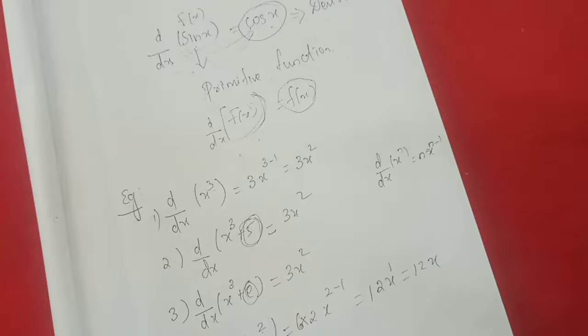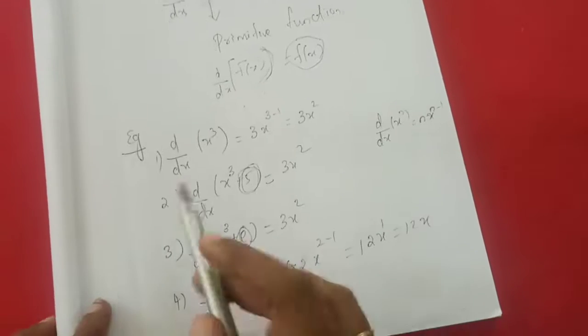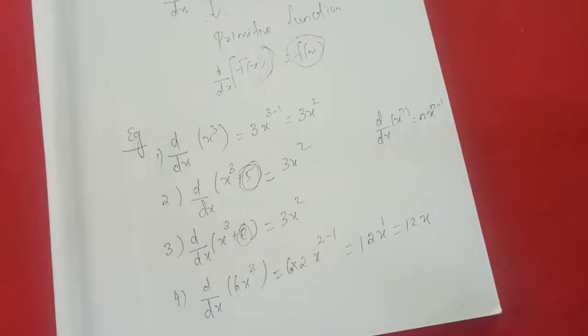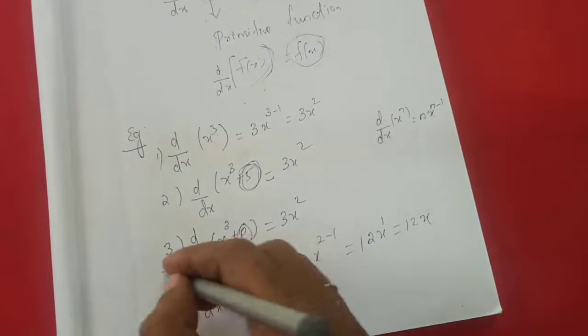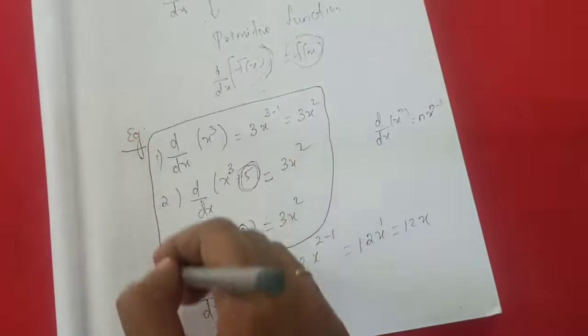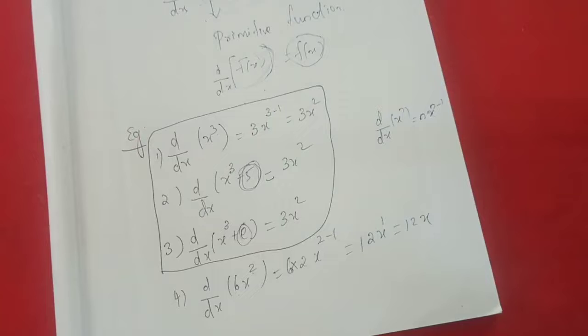Listen here. See here. In all the above examples, 3x square is the derived function. Am I right? Except this, so except these 3 examples also. What about the derived function here? 3x square is the derived function. What about the primitive function? Primitive functions are different. What are the primitive functions?